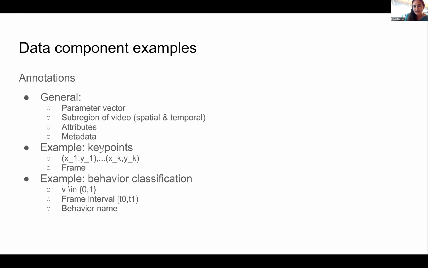So some examples that we have would be for key points. The parameter vector would be just a list of the XY coordinates. The subregion of video would be the frame number that we are annotating. For behavior classification, we would just have a value of whether the behavior is happening or not happening as our parameter. Our subregion of video would be an interval of frames, and then the attributes that might be important to keep track of would be the name of the behavior that's happening.